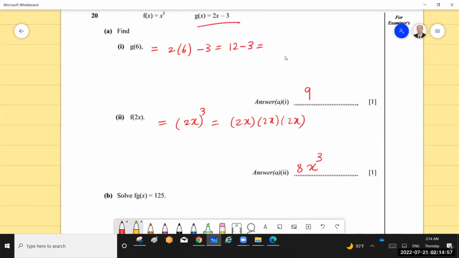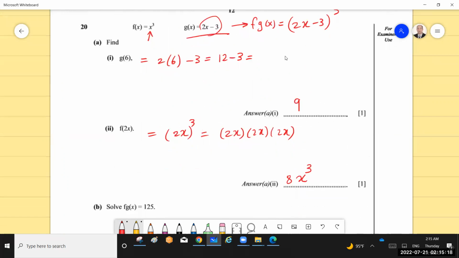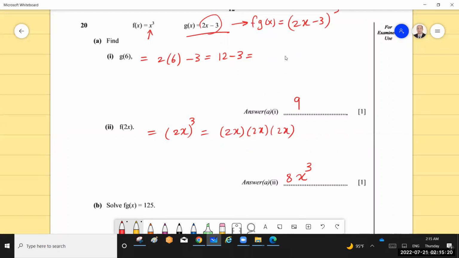f of g of x. If you want to find f of g of x as a composite function, go to the function f. The function f starts with x. Don't write x now. Write this, and instead of it, 2x minus 3 all cubed. So this function, 2x minus 3 all cubed, is equal to 125.